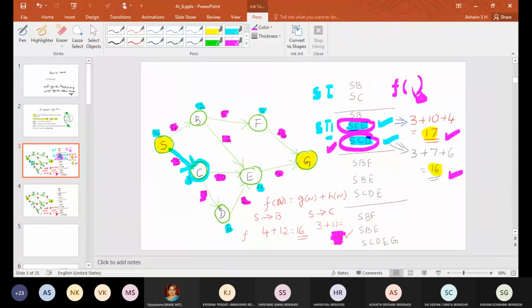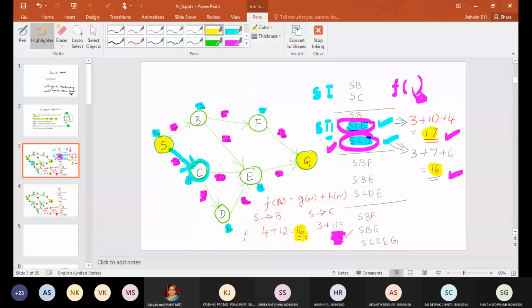Okay, you have SCE and SCD. When you have expanded this node C, SCE has given you 17 and SCD has given you 16. Please note a very, very important point I am telling now. Once you get the value of this SCD, you have to expand SCD because, see here, in the previous step you have got 16.